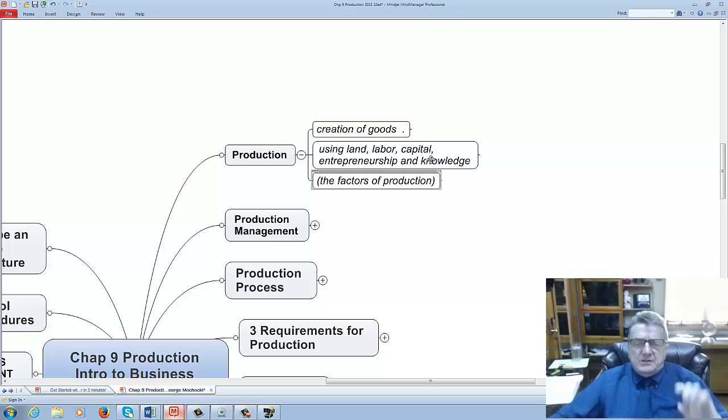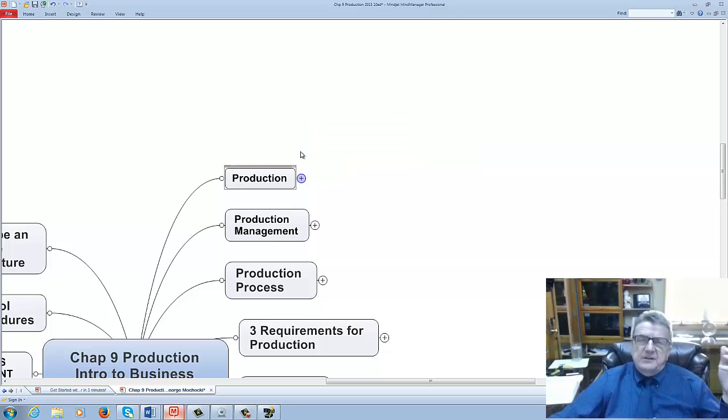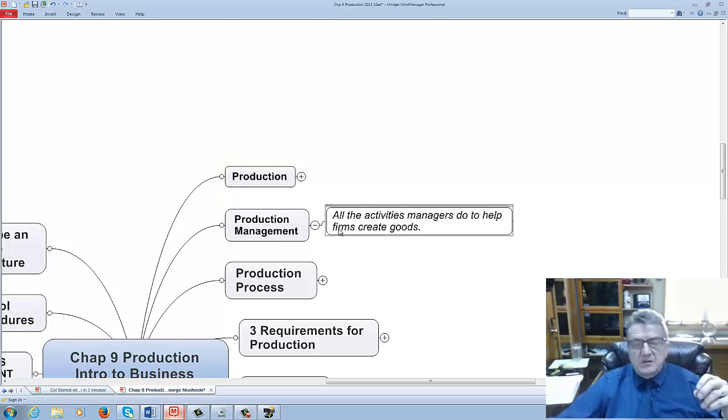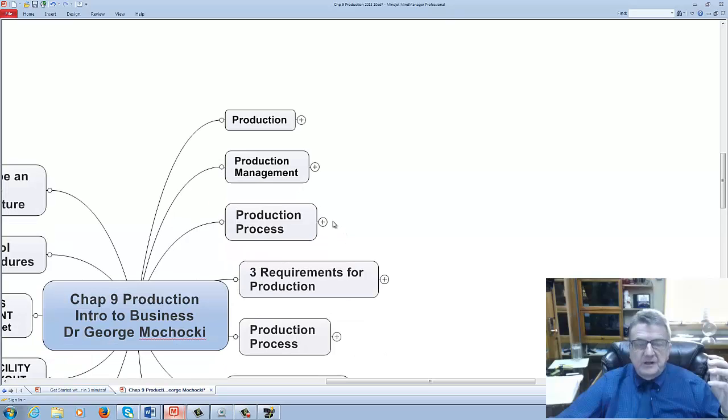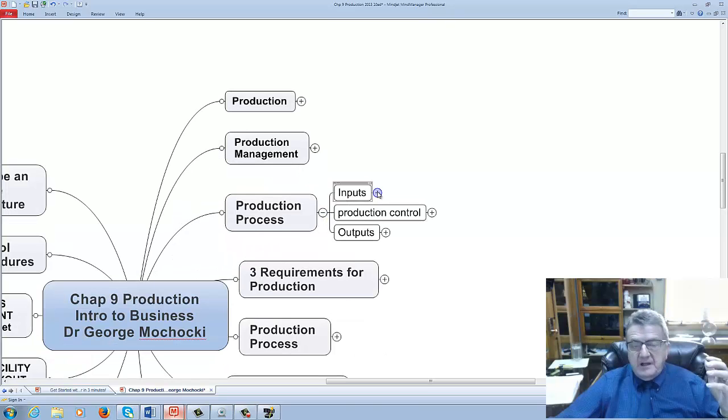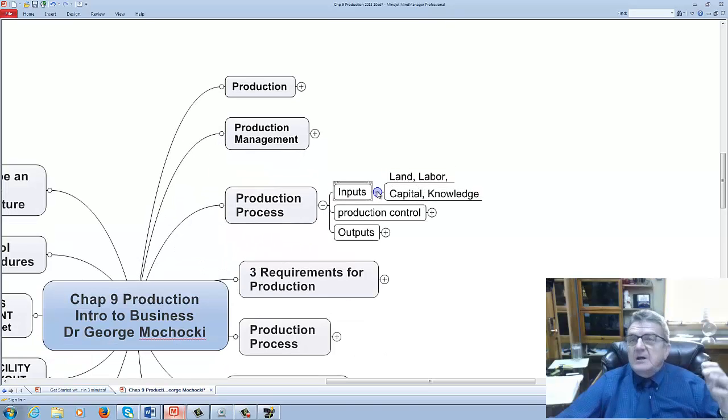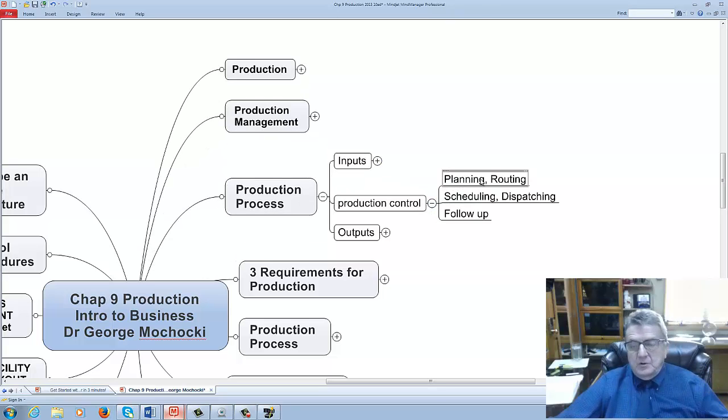Okay, so that's production. Everything that you're learning here is geared to operation management and the production side, manufacturing, but I'm going to put the twist to it, it's also used for the service. So production management is all activities that help the firm create a good or service. Production process: inputs, output, right? You've got inputs, land, labor. Here I have customers coming in, or vendors. Production control is planning, routing, scheduling, dispatching, follow-up. No different than the service.